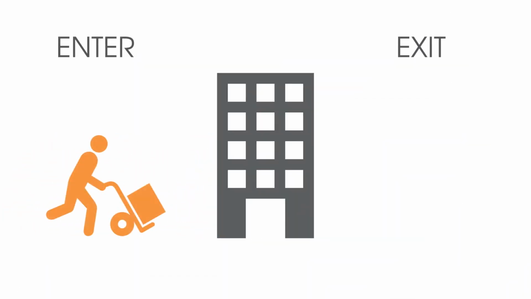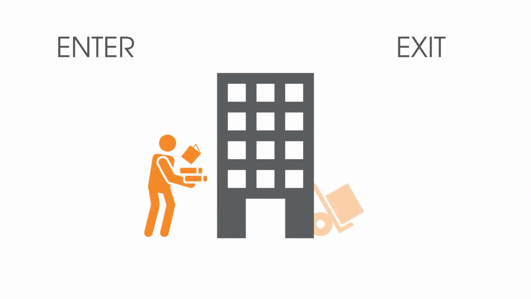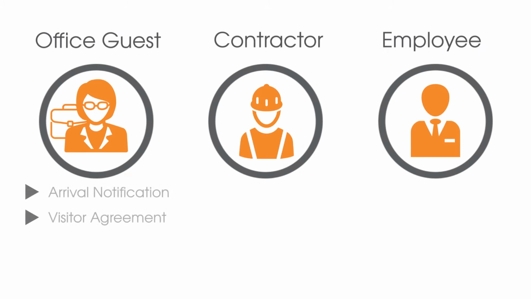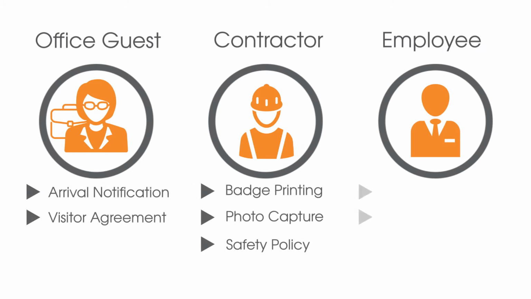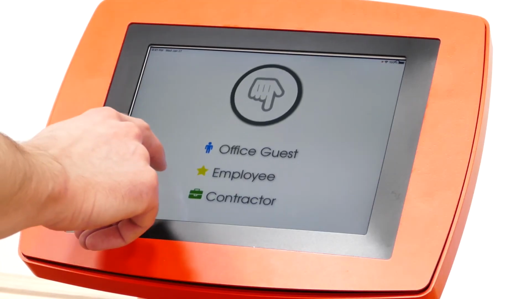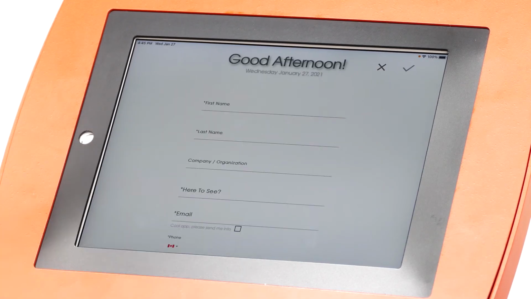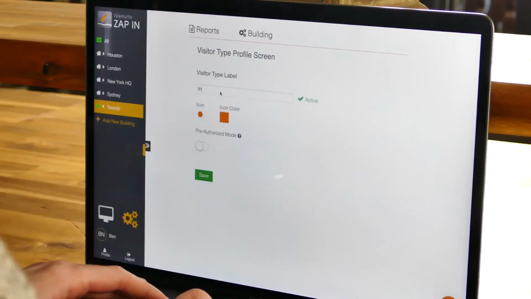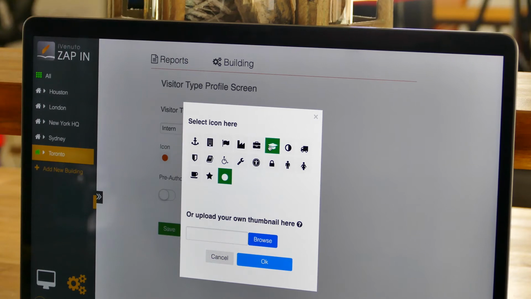Managing and tracking on-site visitor traffic can be a complex procedure, especially when considering the diverse range of visitor types who arrive through your doors, each in need of their own unique sign-in requirements. ZAP IN's visitor management software gives users the option to add as many visitor types as you need. This tutorial will show how to add and set up visitor types in your ZAP IN.